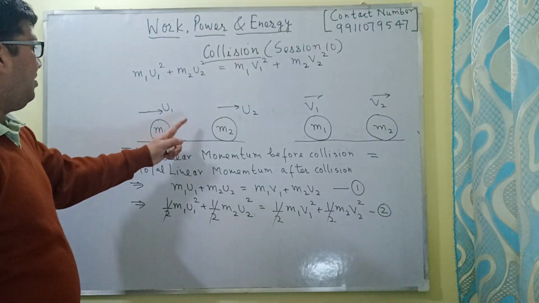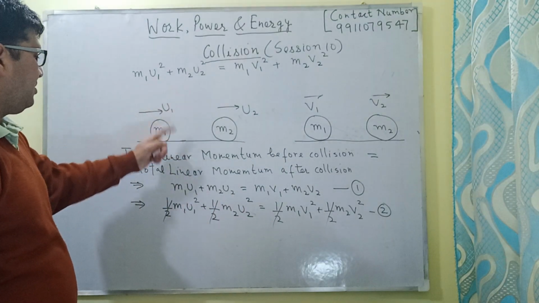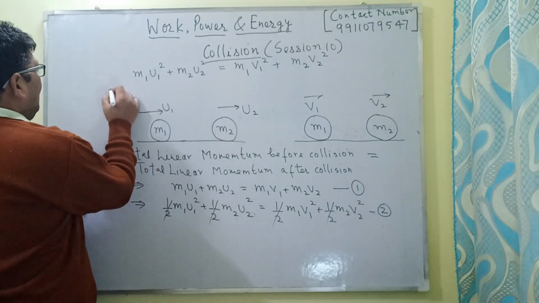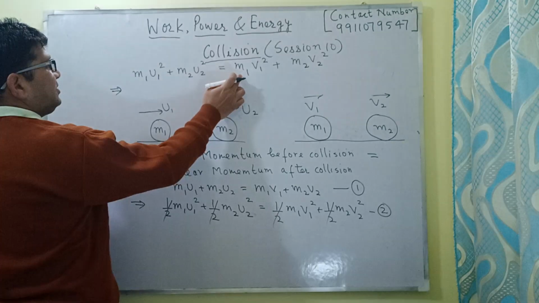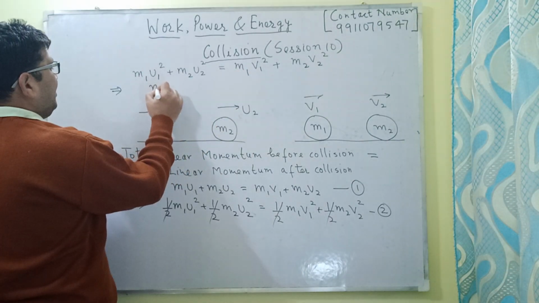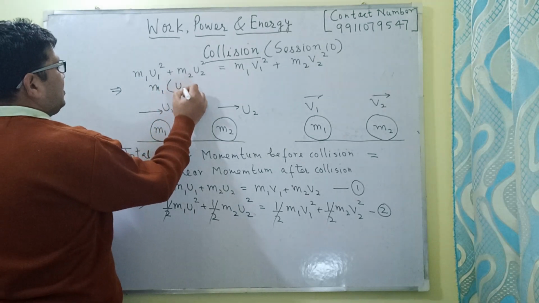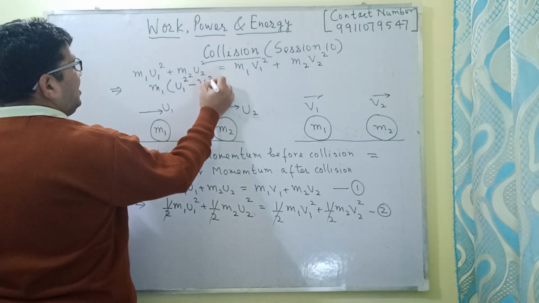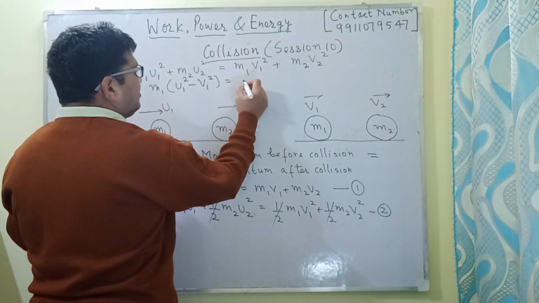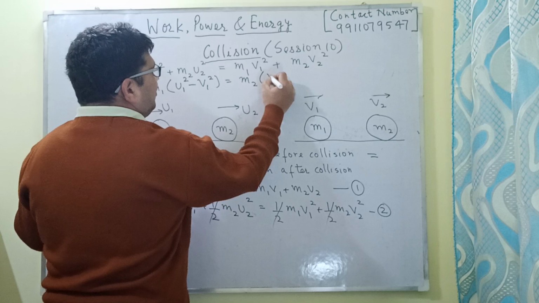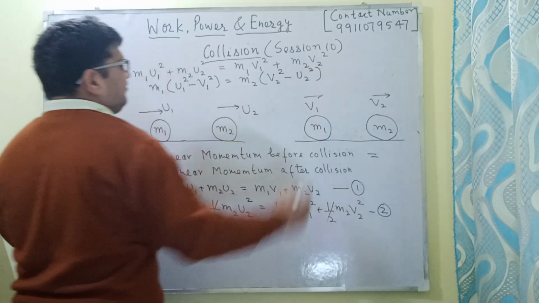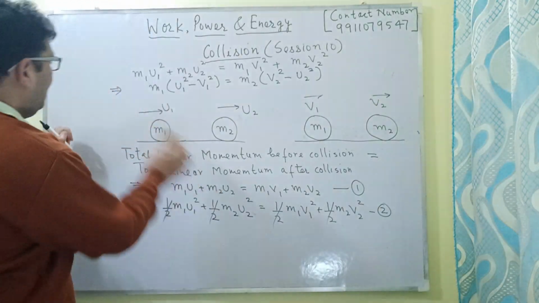Now I will be solving this equation. The term m1 v1 square will be taken on the left hand side, so I will write m1 times u1 square minus v1 square, and the m2 term will be taken on the right side of this equation. Here m2 will be common, so we can write v2 square minus u2 square. Okay.